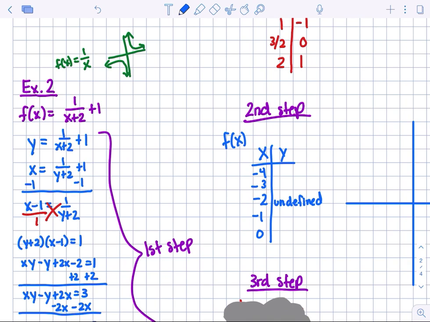Now let's plug in -3. If you plug in -3 into that original equation, you're going to get 1 over -1. 1 over -1 is -1. -1 plus 1 is 0. If you plug in -4 into here, that would be -4 plus 2, which is -2. 1 over -2 is -1/2. -1/2 plus 1 is just 1/2.